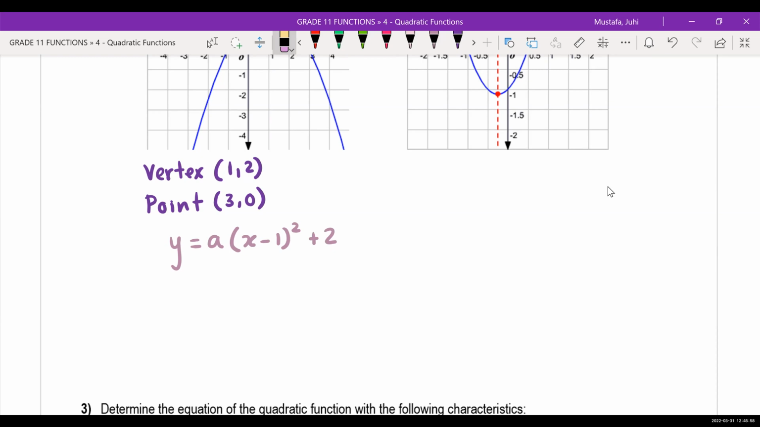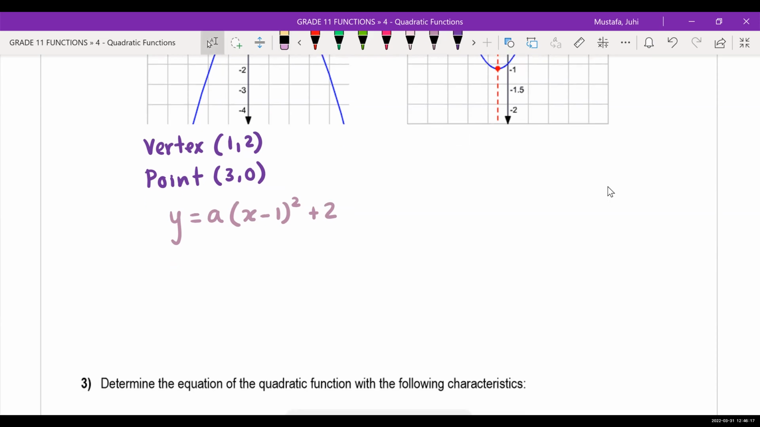So this part is pretty straightforward. It's just putting in the vertex into the equation. What we now need to do is we need to actually solve for the letter a, because we don't know if it's going to be a half, it's going to be a third, if it's going to be 5/6. It could really be anything. We don't want to guess. We want to use algebra and try to figure it out. So that's where our point is going to come into play.